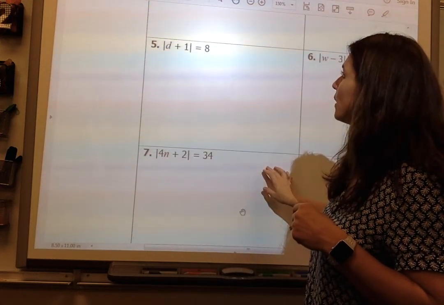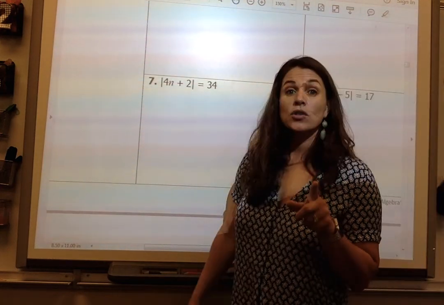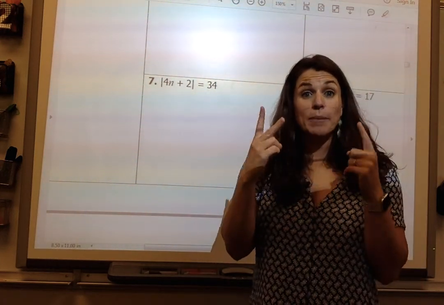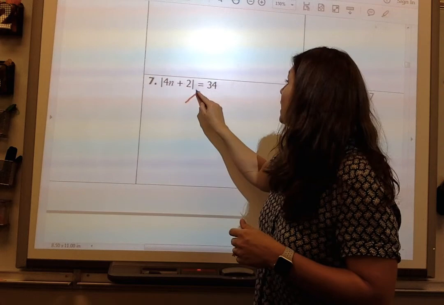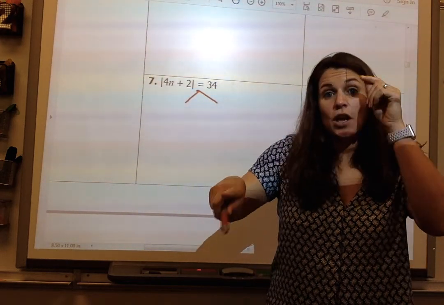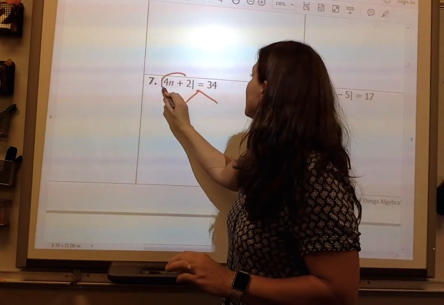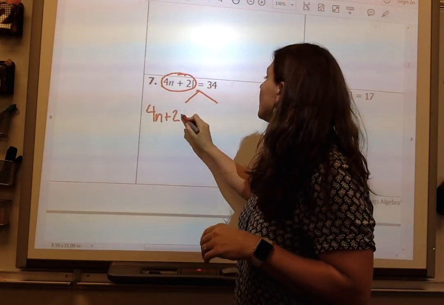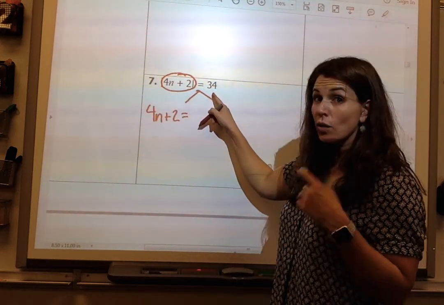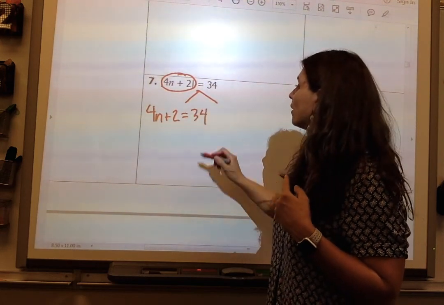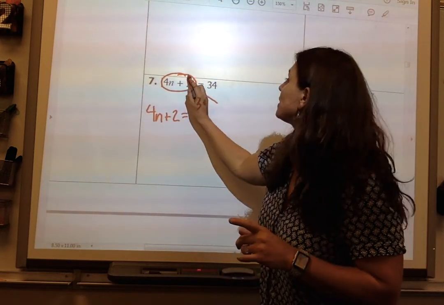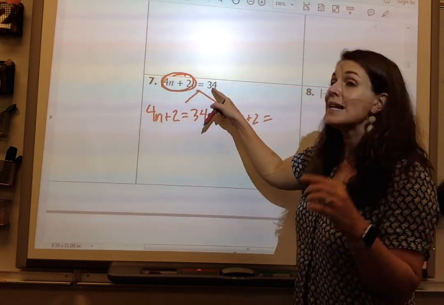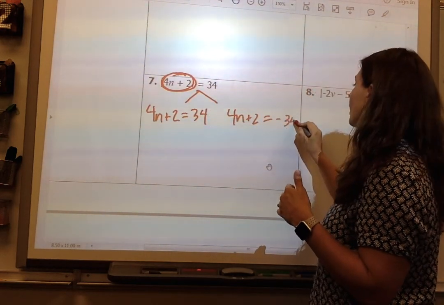Okay, so let's talk about what that means. We already did 1, 3, and 5. Let's look at number 7. So is it isolated? Yes, my absolute value is isolated. Step 2 says break it into 2 separate equations. The first one, I'm setting this inside 4n plus 2 equal to the positive value on the other side, which is 34. And I'm setting this inside 4n plus 2 equal to the negative value on the other side.